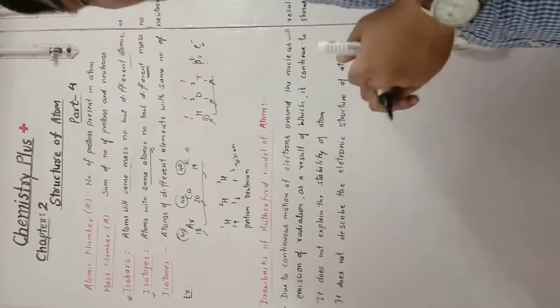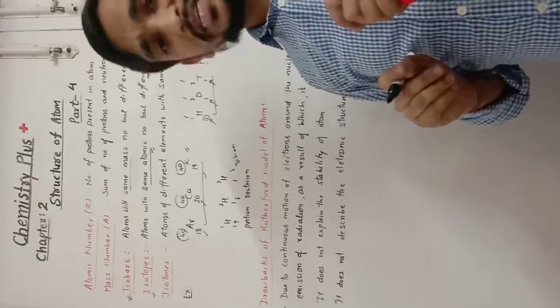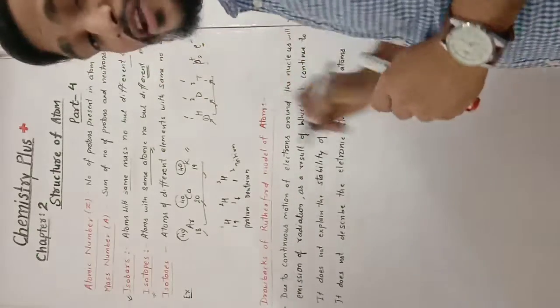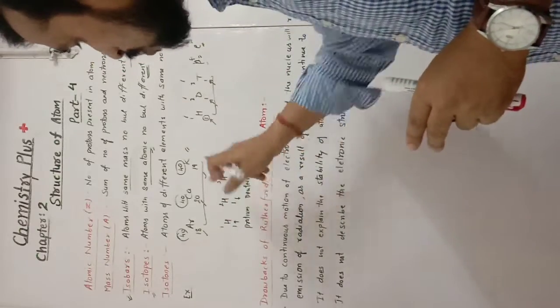So the number of electrons present is the same, but there may be a difference in the number of neutrons in them. In case of these 3 isotopes, there are different numbers of neutrons in them. So this is what the 3 isotopes of hydrogen are.